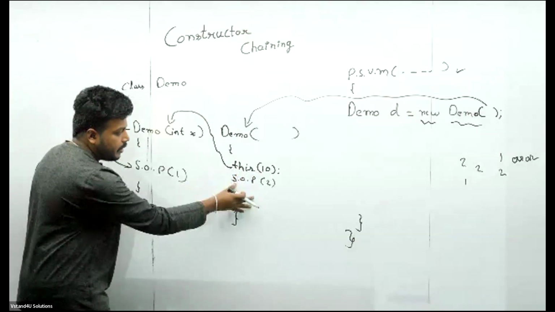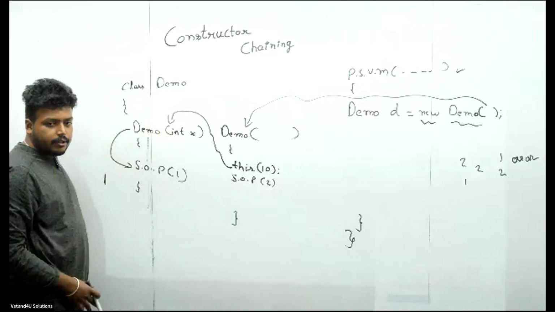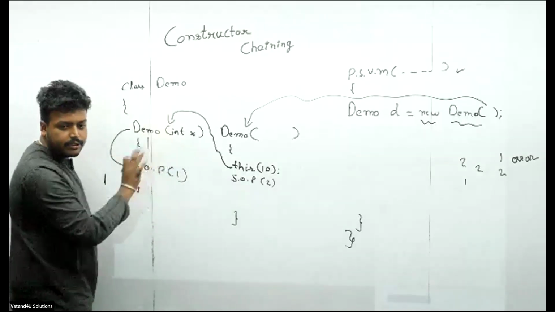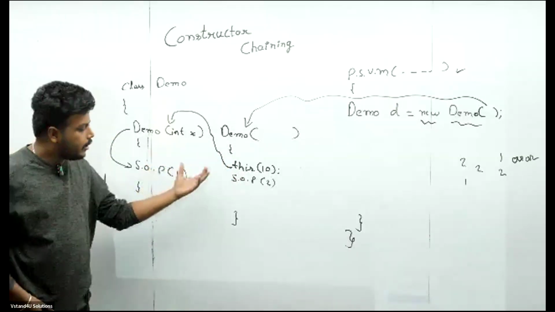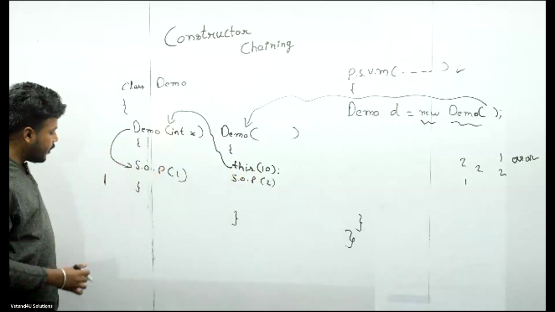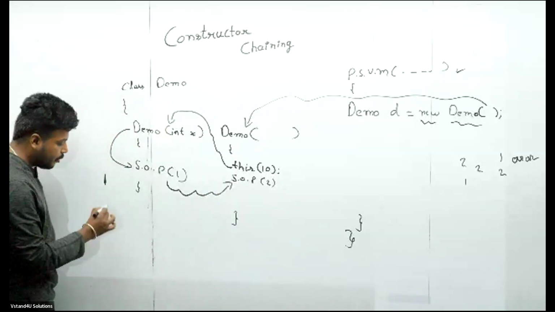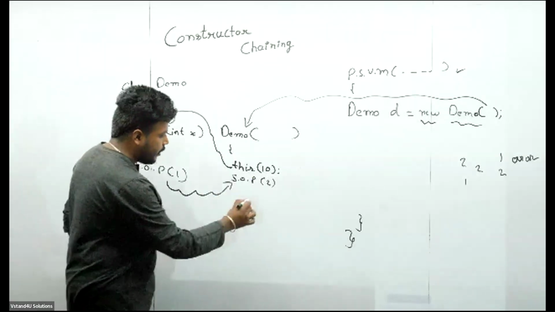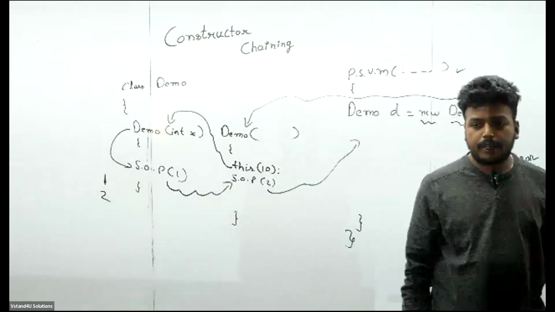Now this constructor is a caller constructor. This is a called constructor. This constructor is calling this constructor, right? This is the caller constructor. This is the called constructor. The called constructor will print. Then again, the control goes to the caller constructor. 2 will be printed. Again, the control goes to the main method and you will end the program.